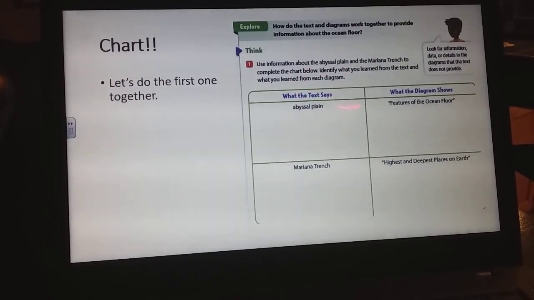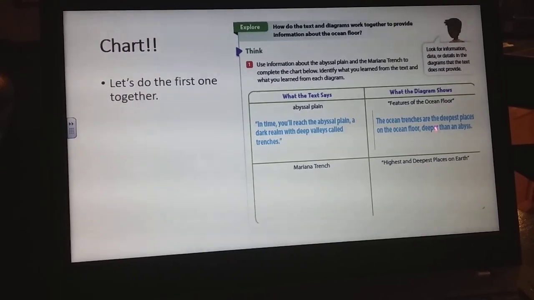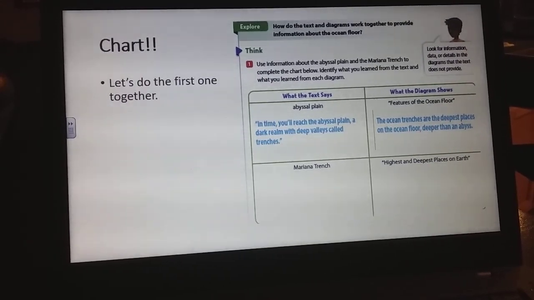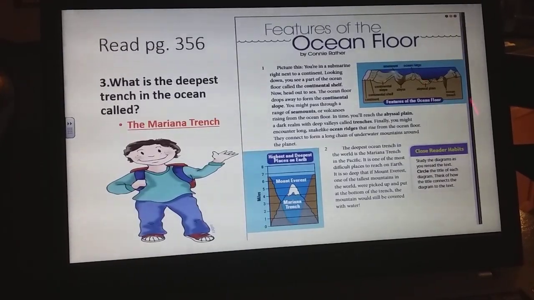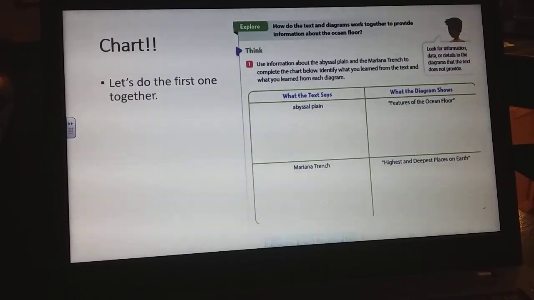All right, so we're supposed to use information about the diagram that we just saw to answer questions. On the left side, in the left column, it says what the text says. Then it says what the diagram shows. So we're going to start out with the abyssal plain. What the text says is that in time, you'll reach the abyssal plain, a dark realm with deep valleys called trenches. But when we look at the features of the ocean floor, we notice that the ocean trenches are the deepest places on the ocean floor, deeper than the abyss. We know that because we can look at the visual here. And as you can see, the ocean trenches go down a little bit further or deeper than anything else on that diagram.